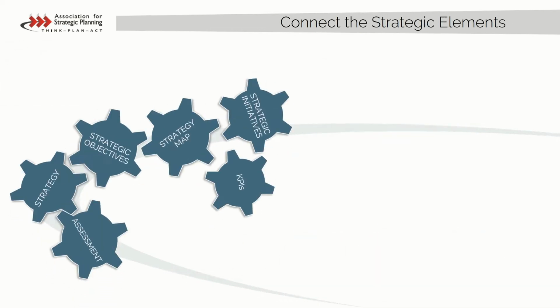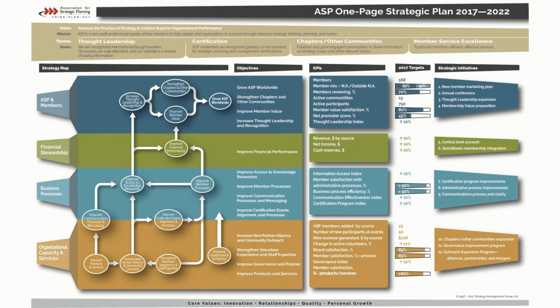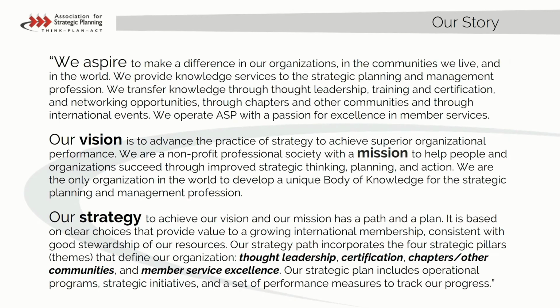We connected the strategic elements and created a one-page balanced strategic plan. The one-page summary brings all the major strategic elements together and shows how they connect. You can download a copy of the plan from the association website. We also created a narrative, a story, if you will, around the vision, mission, and strategy. This is the member value creation story in words.